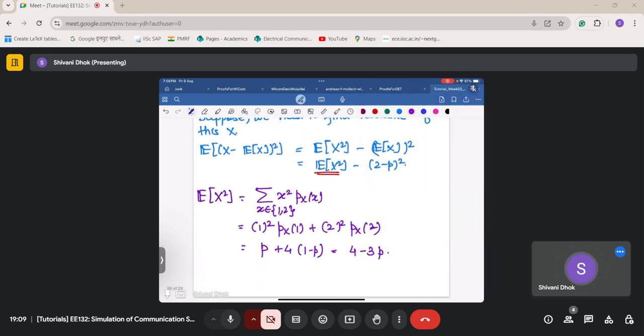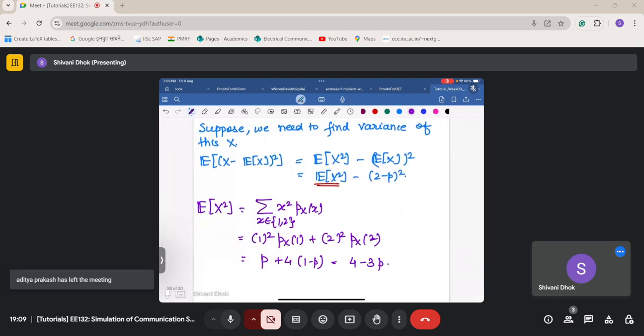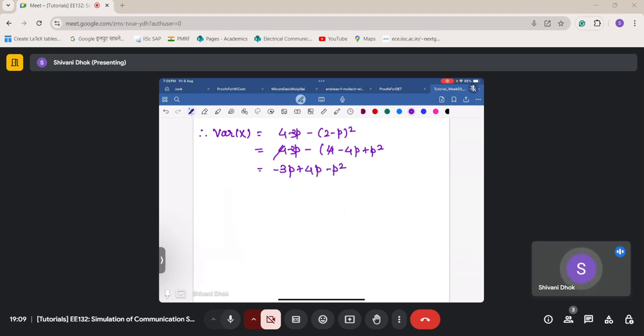So therefore variance of x is equal to 4 minus 3p minus (2 minus p) square, which comes out to be equal to 4 minus 3p minus 4 plus 4p minus p square. So this 4 gets cancelled. Then we have minus 3p plus 4p minus p square. This comes out to be equal to p minus p square, which I can write as p into 1 minus p.